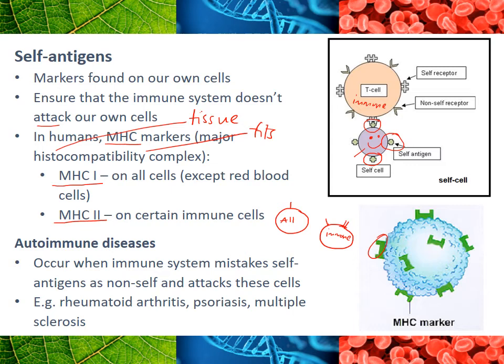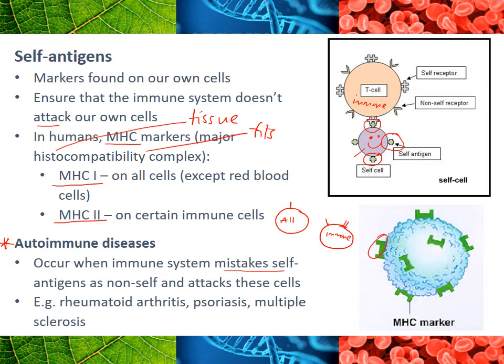Sometimes the immune system makes mistakes here. So if the immune system mistakes self-antigens and accidentally attacks them, so instead of seeing a cell with a self-antigen as being part of you, it thinks that it's foreign and attacks them. That can cause what we call autoimmune diseases. So this is when your immune system attacks your own cells.